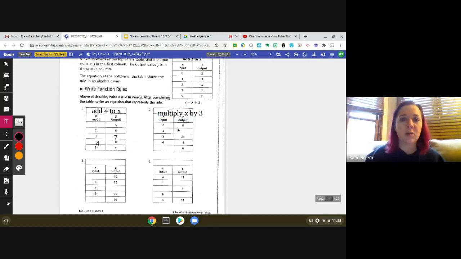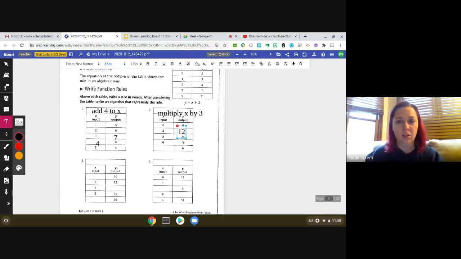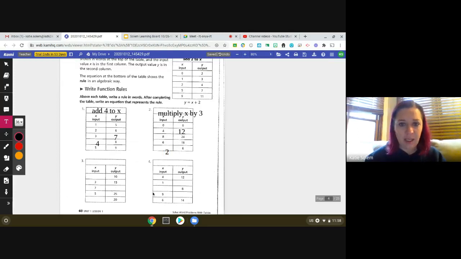So 4 times 3 would be 12. What number times 3 would get us to 6? Did you get 2? 2 times 3 equals 6. Good. Let's see here. Let's do one more because this one is another multiply.